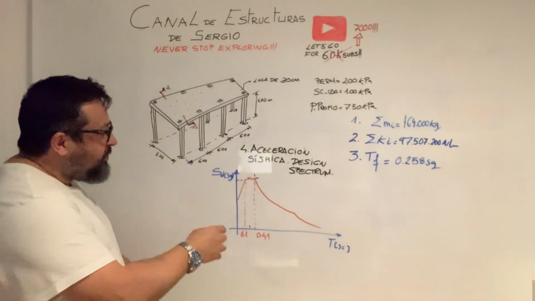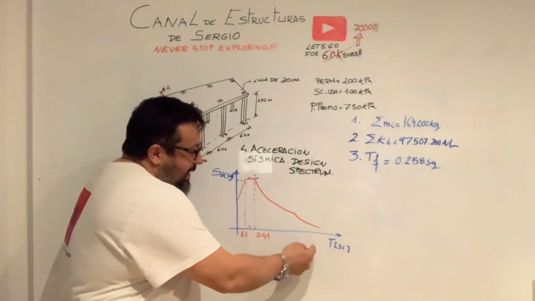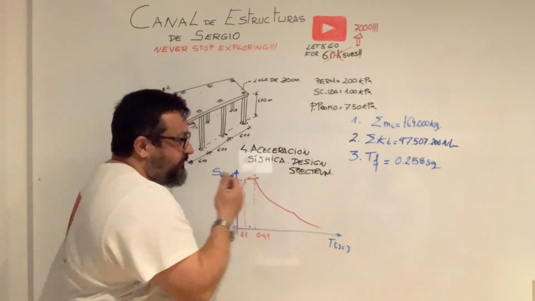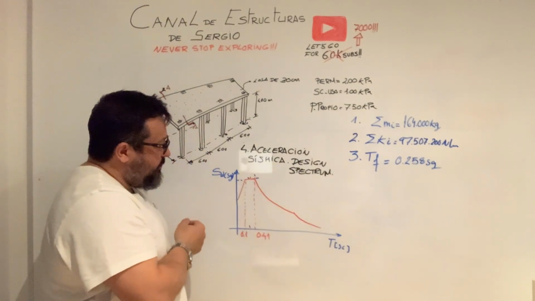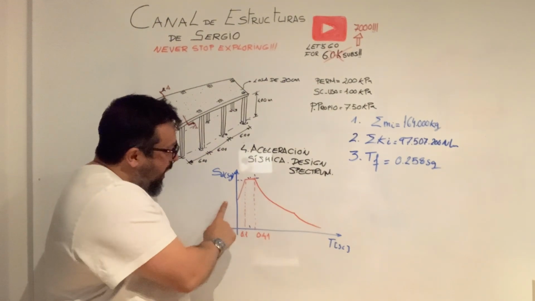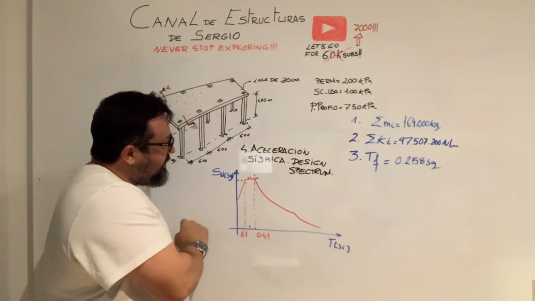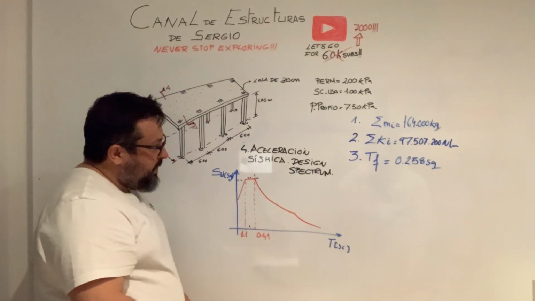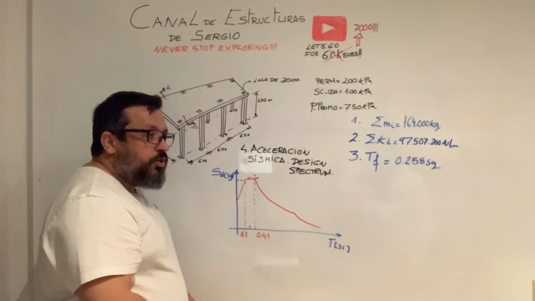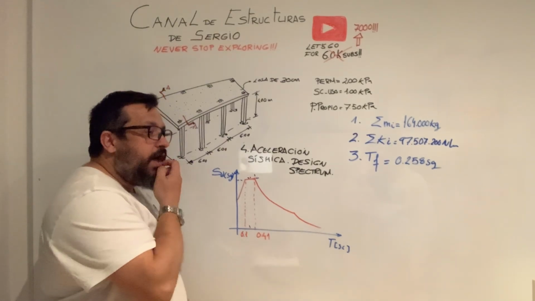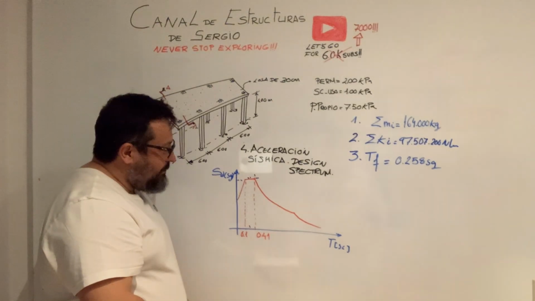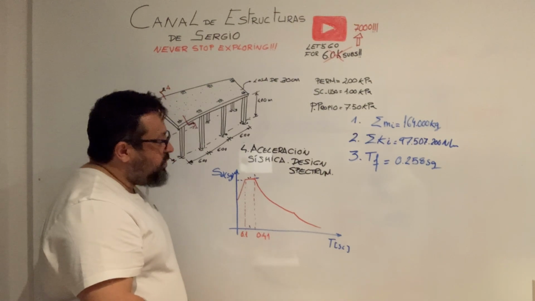This spectrum shows on the x-axis the period of the structure, the one we deduced just a few minutes ago, and on the y-axis the accelerations in terms of the period. This spectrum corresponds to one placed in Switzerland, in Palermo, because it was one of my latest projects I was involved in.